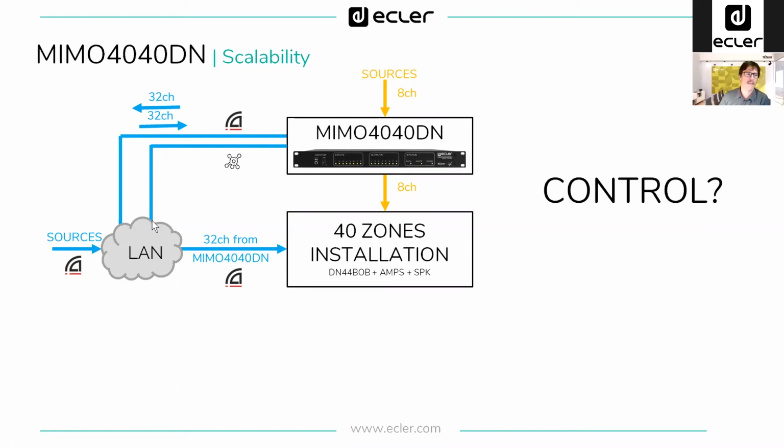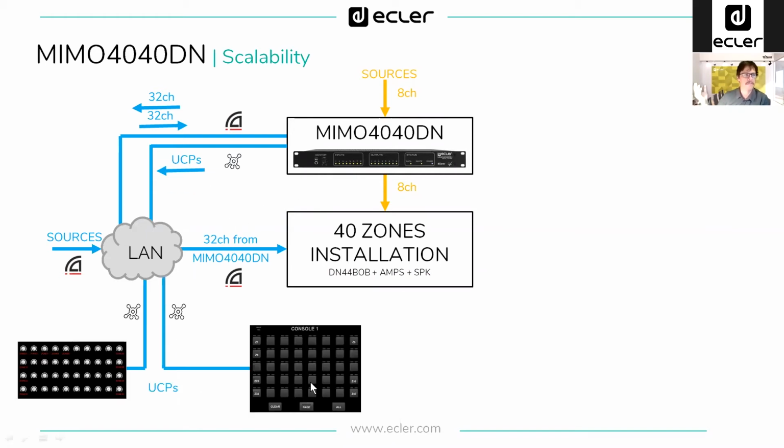You will have the UCPs served by MIMO 4040, and it can be controlled from any device. Let's say a PC, a WPNet touch or a PageNet. Any device that can read these UCPs will be controlling the MIMO 4040. Okay, so the question here is, we have a MIMO 4040. Can I make a project with more than 40 zones? The answer is usually yes.